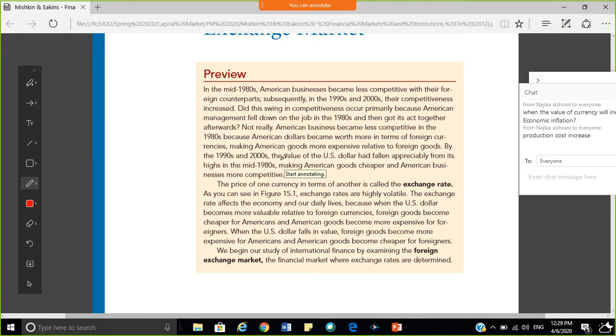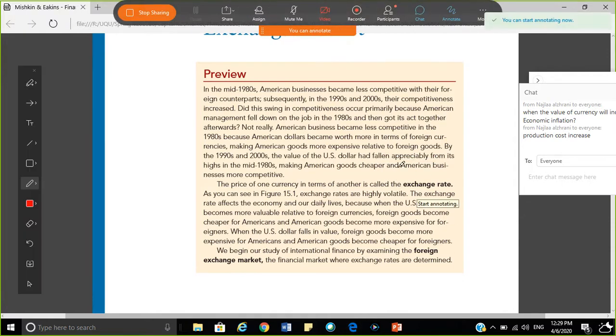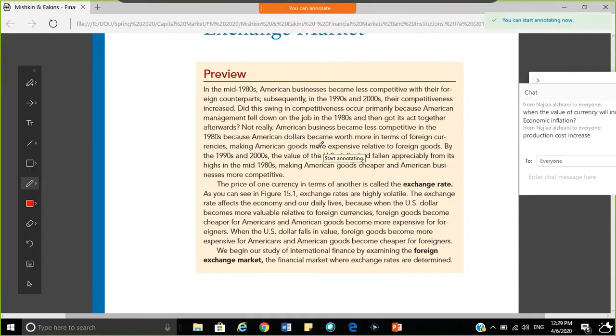In the 90s and 2000s, the value of US dollar had fallen appreciably. Now, these are questions for you, because everything we cannot discuss. There are many questions you can research yourself. Why did the American value increase in 80s? Why did it go down in 90s? These are questions from international business and economics you can research on.